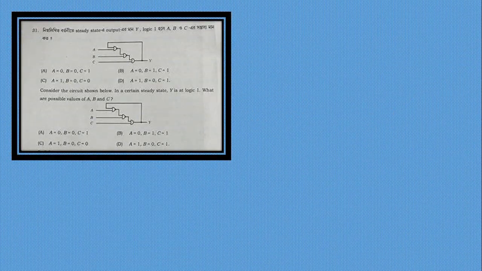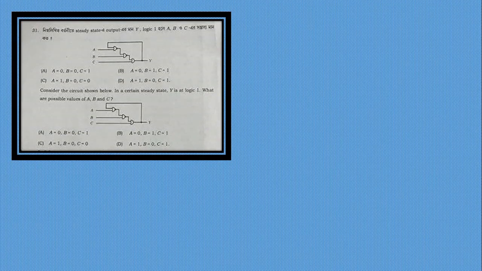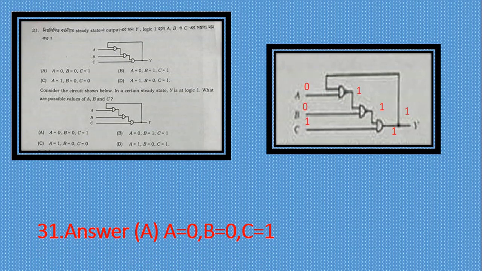Consider the circuit shown below. In a certain steady state, Y is at logic 1, what are possible values of A, B and C? Here we put A equals 0, B equals 0 and C equals 1, then it satisfies the circuit. So A is the answer. Next question.